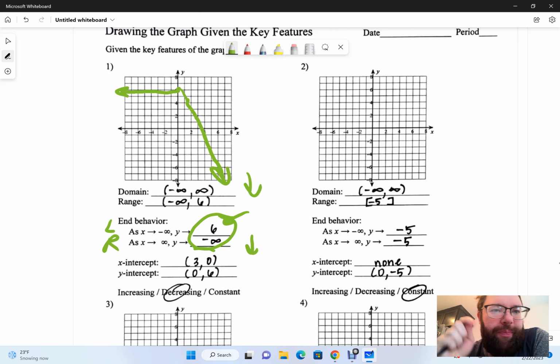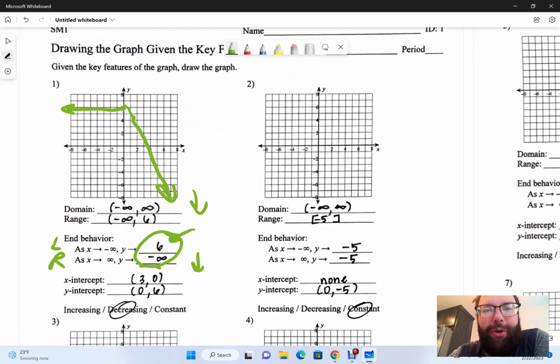Okay, anyway, that's approximately what your line's going to look like. Now, okay, that's the general idea. You start with your intercepts and then go from there. Now, the second one, it's so very difficult, right?